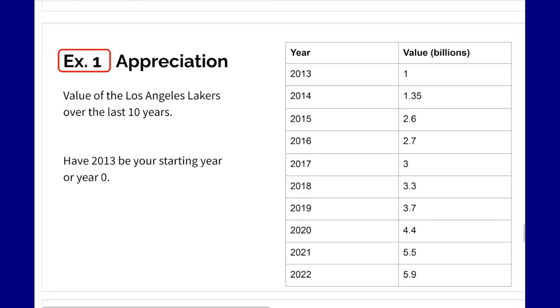So let's look at appreciation. We're going to look at two things, time and value. As time increases, does the value increase? So we have our table of information here.